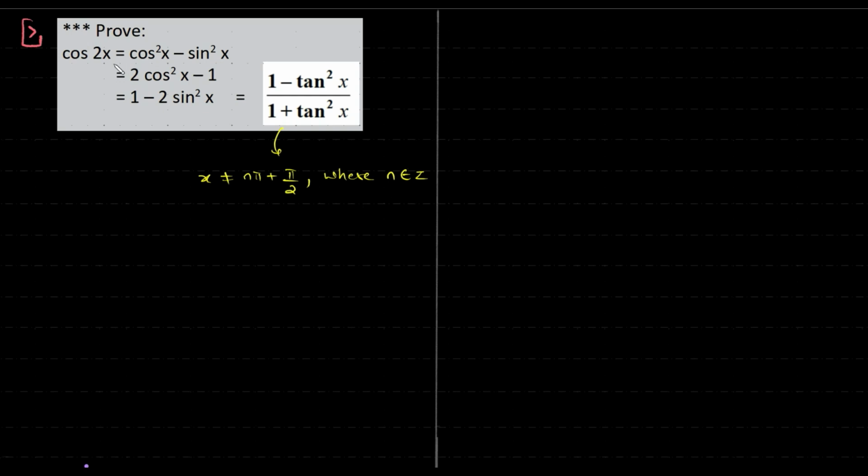Prove that cos 2x is equal to cos square x minus sin square x, 2 cos square x minus 1, 1 minus 2 sin square x, and also 1 minus tan square x by 1 plus tan square x, where x is not equal to n pi plus pi by 2, where n is an integer. So first things first, let's start with the first one, cos 2x.